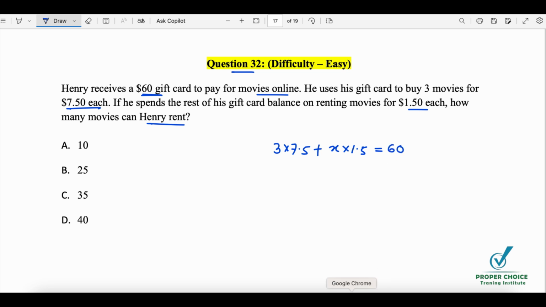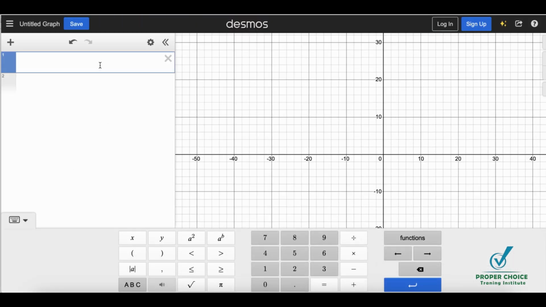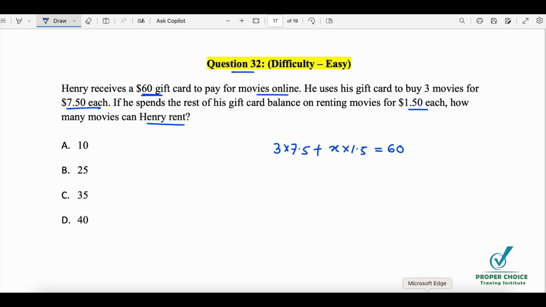So set it up and put it in Desmos, and you will get the answer. Type that equation as it is in Desmos. It becomes 3 times 7.5 plus 1.5 times x is equal to 60. That's how I can set up the equation. It gives me the value of x as 25. So Henry can rent 25 movies, which is option B.